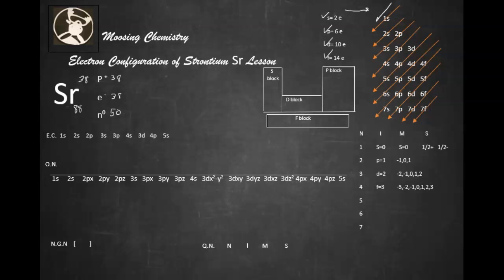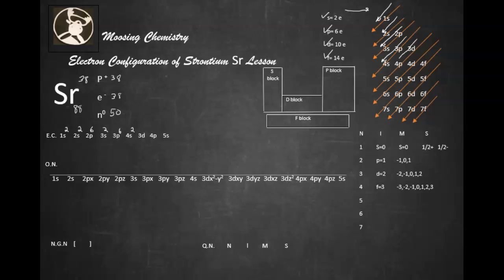So 1s2, 2s2, 2p6, 3s2. See how that goes? You can't mess up if you just follow that rule. 3p6, 4s2. You just keep going until you run out of electrons.